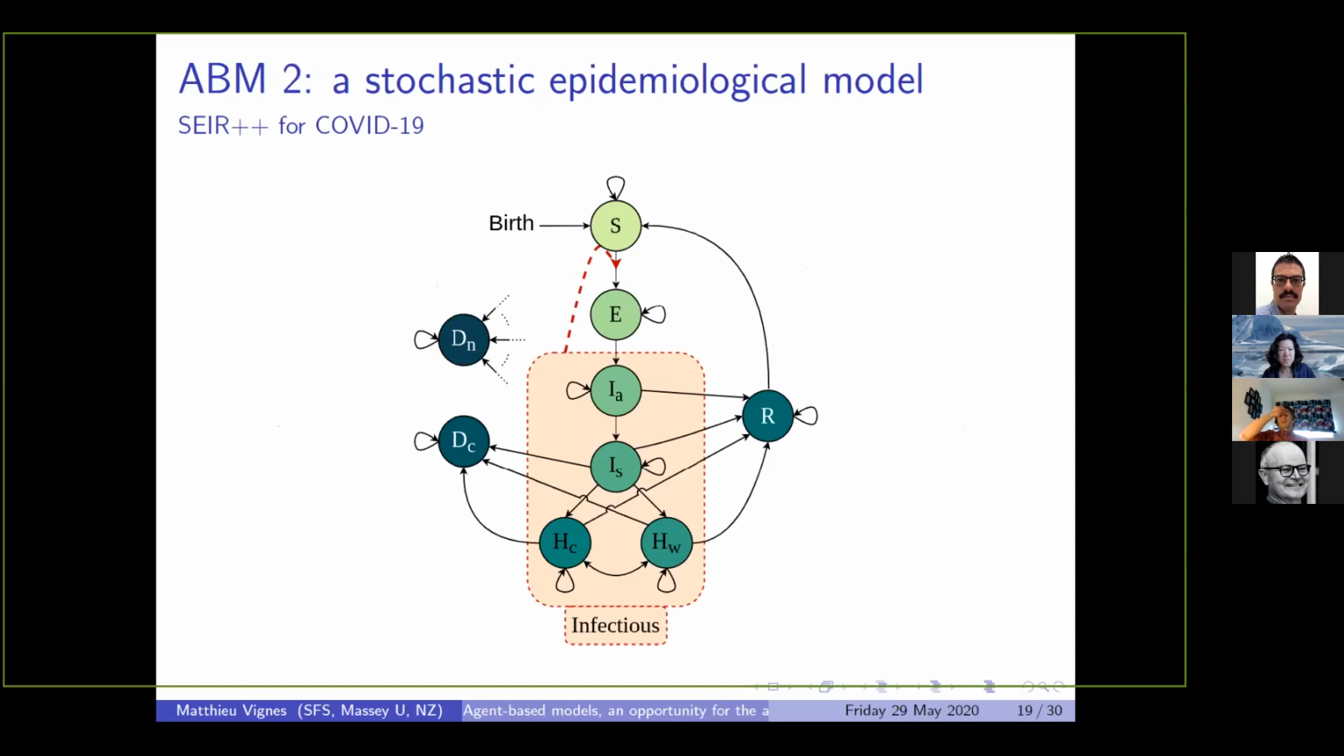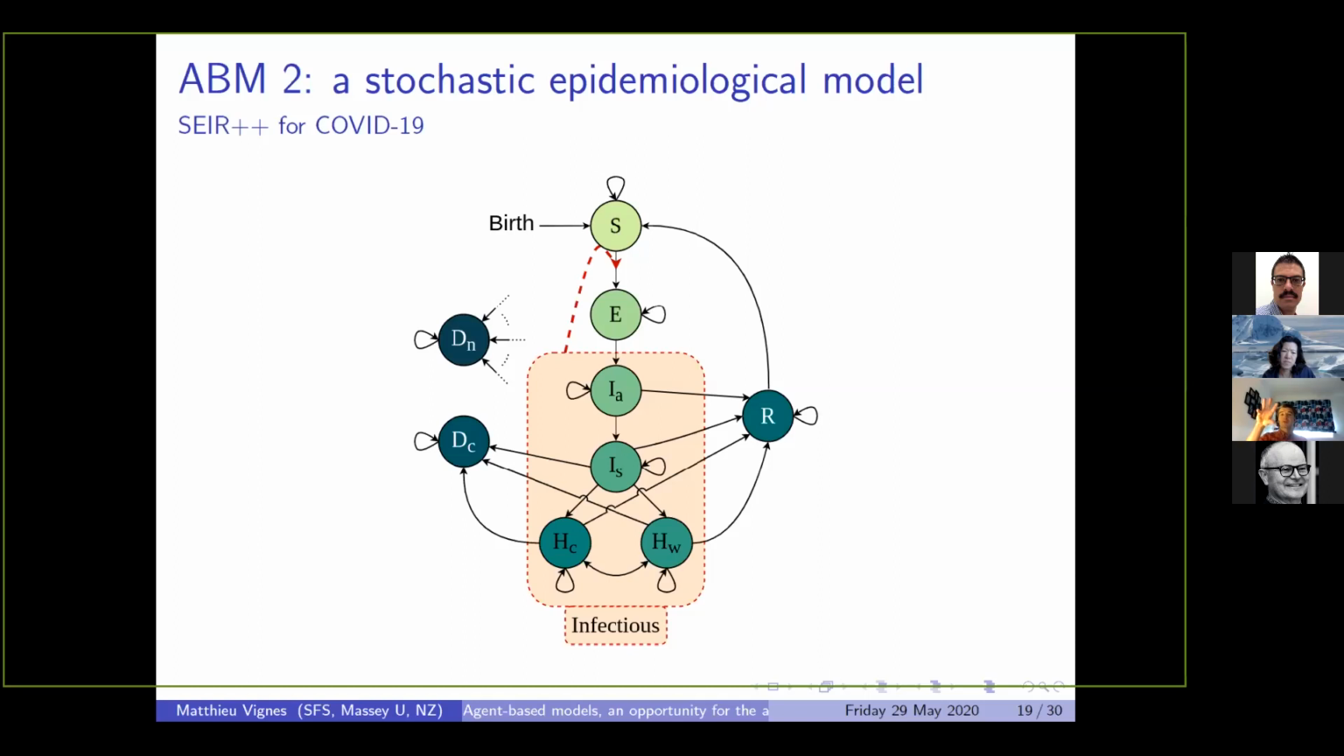So that's the model I ended up using. The model has got birth and death. The deaths are on the left-hand side. You have natural death: you can die from natural causes, whoever you are, and you can die from coronavirus as well. The entire population starts in the susceptible state.